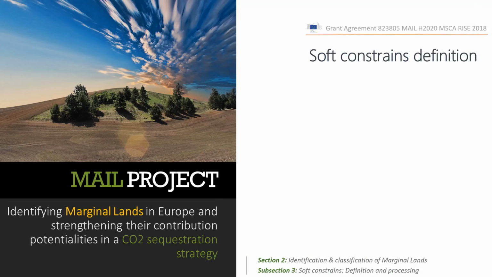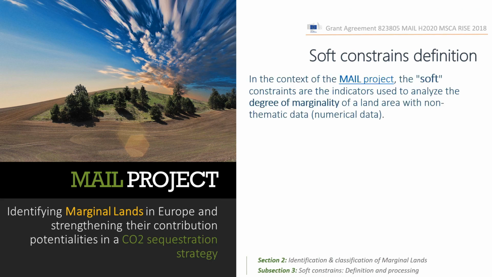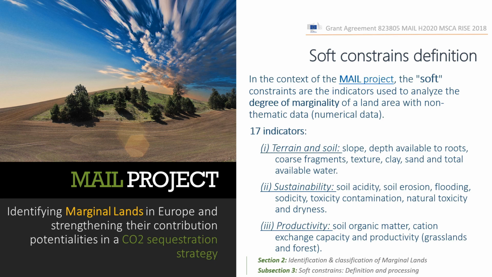So, in this first slide, we will see the definition of the soft constraints. In the context of the MaiL project, the soft constraints are the indicators used to analyze the degree of marginality of a land area with non-thematic data. For this purpose, we studied 17 indicators related to terrain and soil, such as slope, depth available to rock, texture, clay, sand, or total available water.